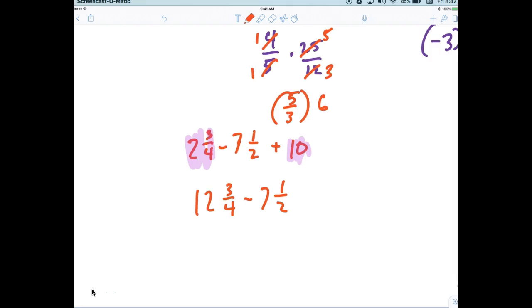Now, I'm at 12 3/4 minus 7 1/2. All right? So in this case right here, we're just getting common denominators again. This should be simple, basic math for you at this stage. 1/2 is the same as what? 2/4. So now 12 minus 7. 5 1/4. That's correct. 5 1/4.